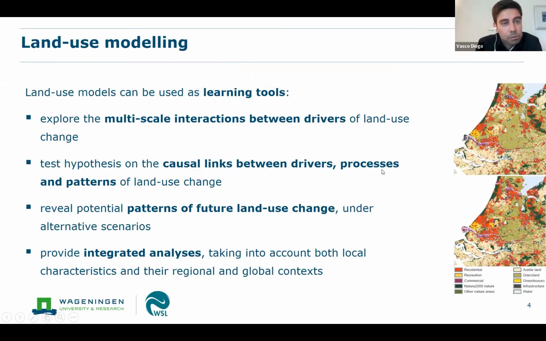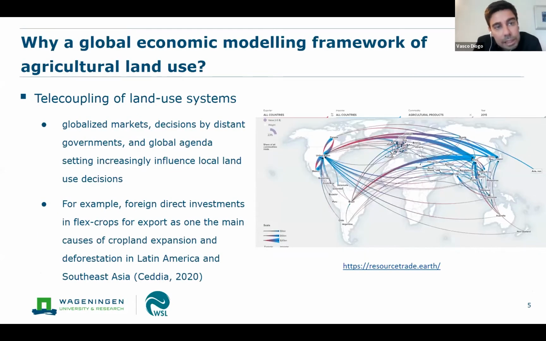For that purpose, land use models can help us and be used as learning tools to explore the multi-scale interactions between drivers of land use change, to test hypotheses on the causal links between drivers, processes, and patterns of land use change, and also to reveal which patterns might arise in the future under alternative scenarios. And as such, provide us integrated analyses that take into account both local characteristics and the regional and global contexts.